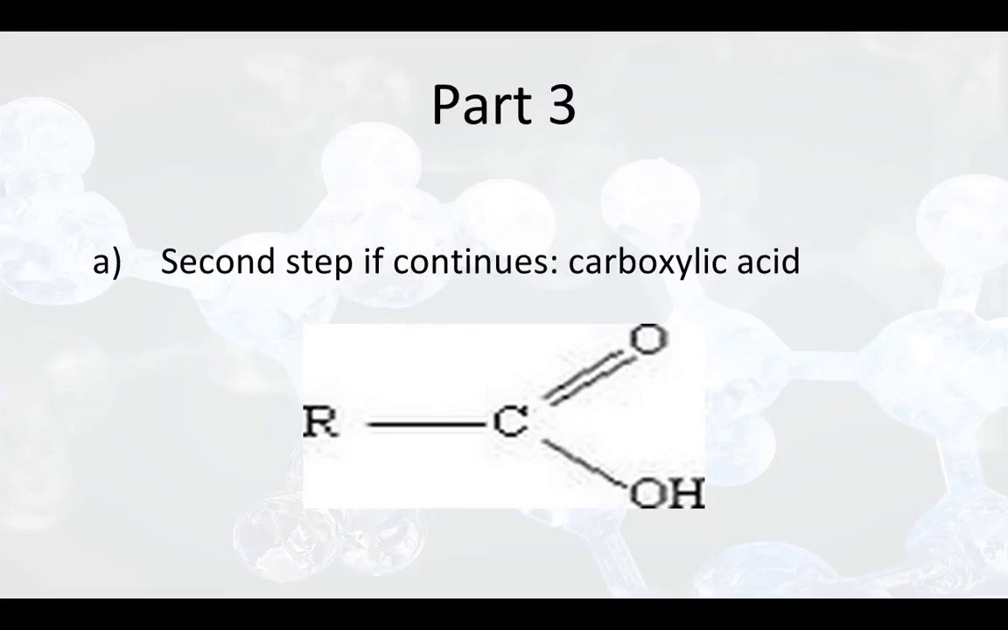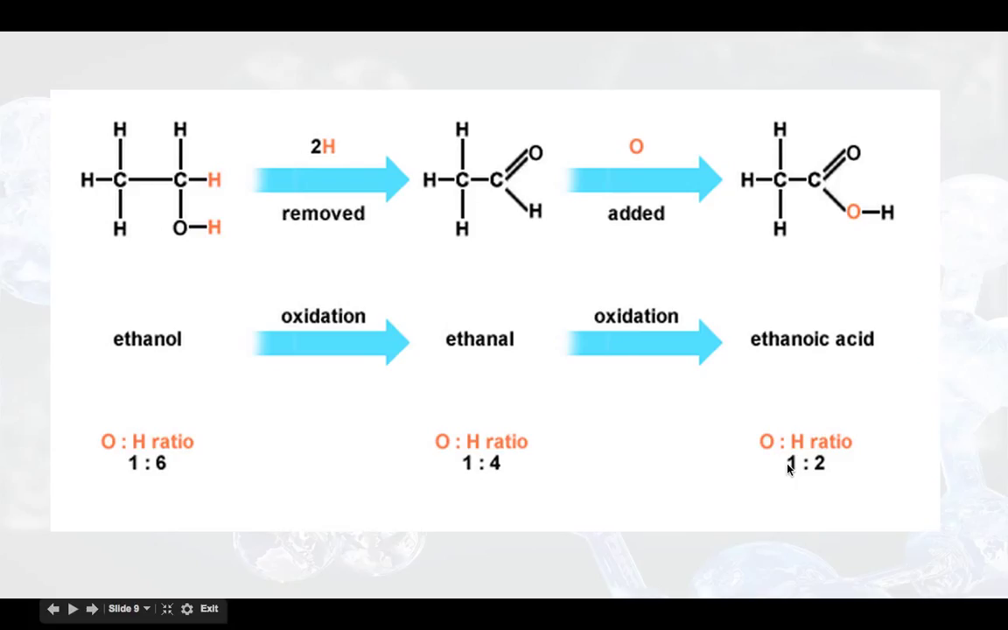The second step, if it continues, and you're going to see when you read the text what conditions have to be met for the oxidation to continue, it will keep that R group off onto the side, and it will keep the double bonded oxygen, but it's going to replace its last hydrogen with a hydroxyl group, and so it becomes a carboxylic acid.